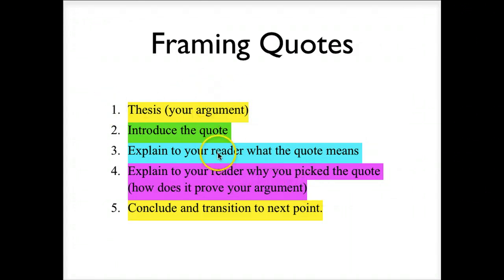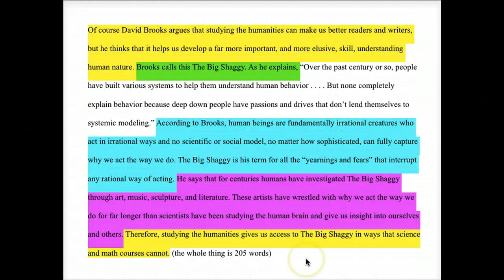Next, you need to explain to your reader why you picked the quote. Remember, you started with an argument here. So if you've used the quote, don't assume that your reader can understand why you picked the quote. It is your job to explain to them what the quote means and why you picked it. Okay, so that's the next part. And then finally, you're going to conclude and transition to the next point. Let me show you an example of what this looks like using The Big Shaggy. Remember that David Brooks reading that I gave you at the very beginning of the semester. Here is my summary of what it means using a quote from David Brooks. And this is the same color-coded model that I've used before. Notice it is framed. The yellow is my frame, kind of like a frame around a picture. And the green represents my introduction, blue represents my paraphrase, purple represents my kind of discussion of why it matters.